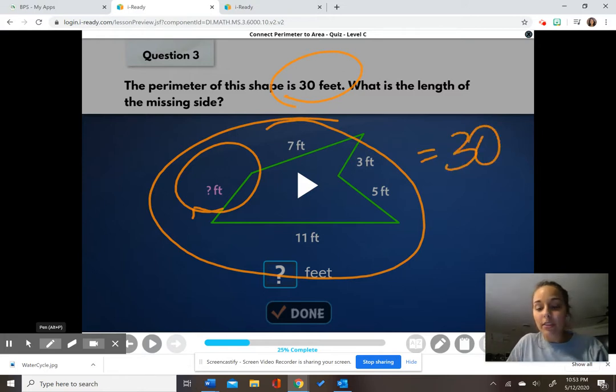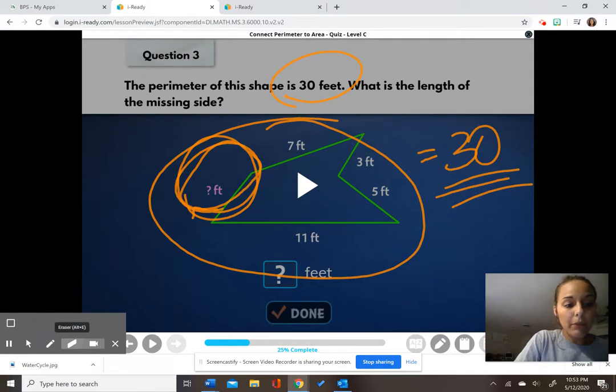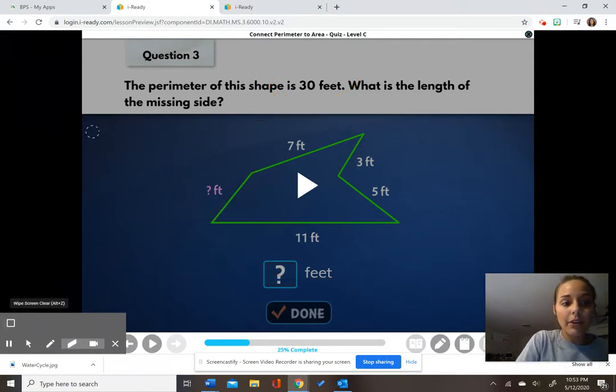But I don't know what this number is. So that means I'm going to be left with a gap or a hole in my amount. And that number has to be the remaining number to equal 30. So here's what I'm going to do. I'm going to work backwards. I'm going to start with 30.